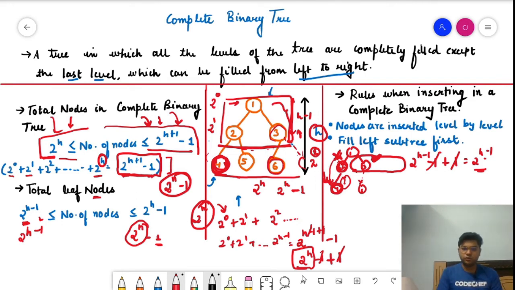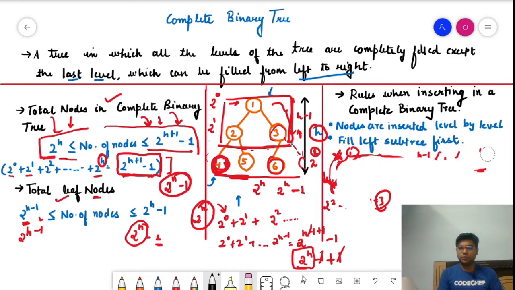So this is level 2. So 2 to the power 2 minus 1, that is 4 minus 1, which is equal to 3, right? These are 3 nodes at the last level. So hope we are clear with this, how we are calculating total leaf nodes and total nodes in a complete binary tree. Certain rules are associated with this, we have discussed them, but let's clear them one more time.